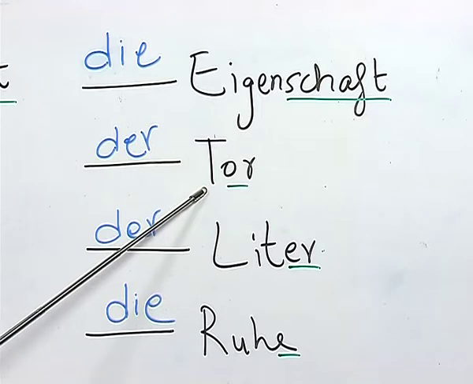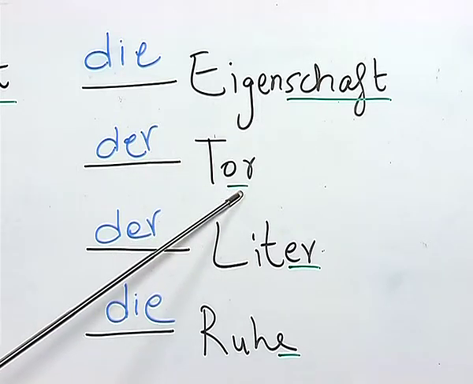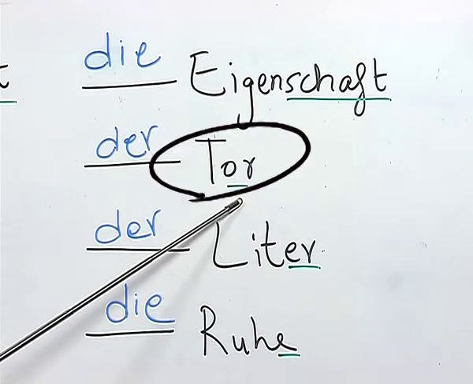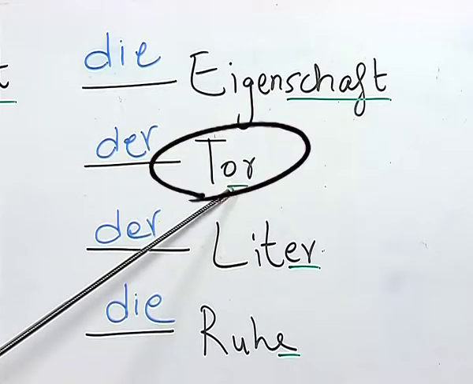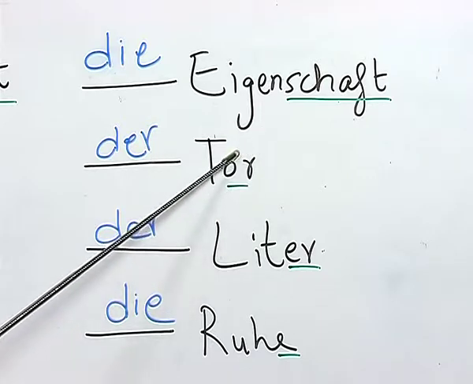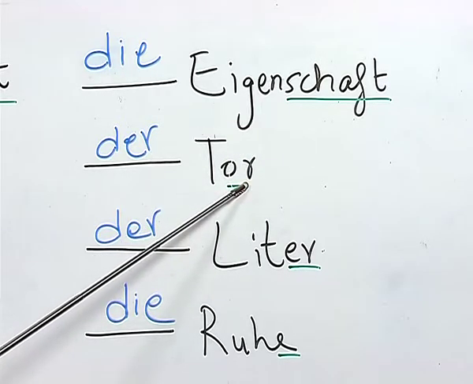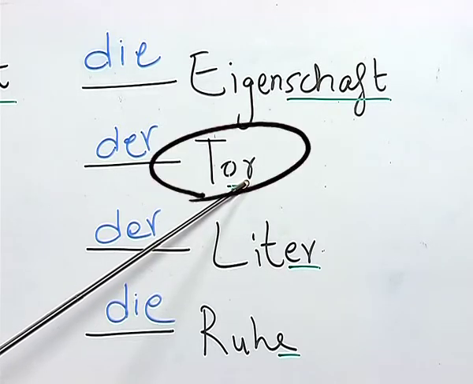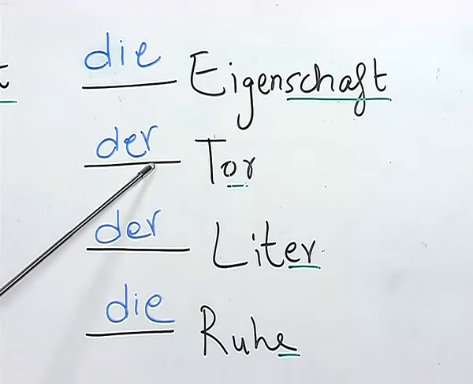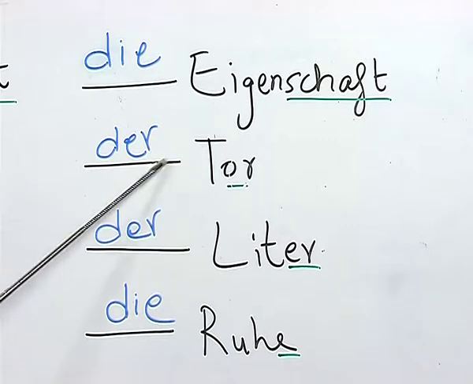Moving to this word Tor. The word Tor means a goal in football, and here, as you know, the word Tor has got the ending -or, which makes it a masculine noun, and the article for the masculine gender is der. So, the answer is also right.